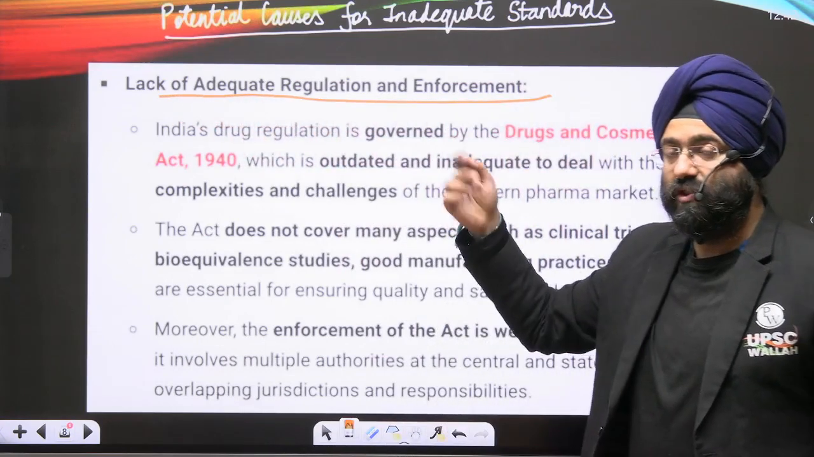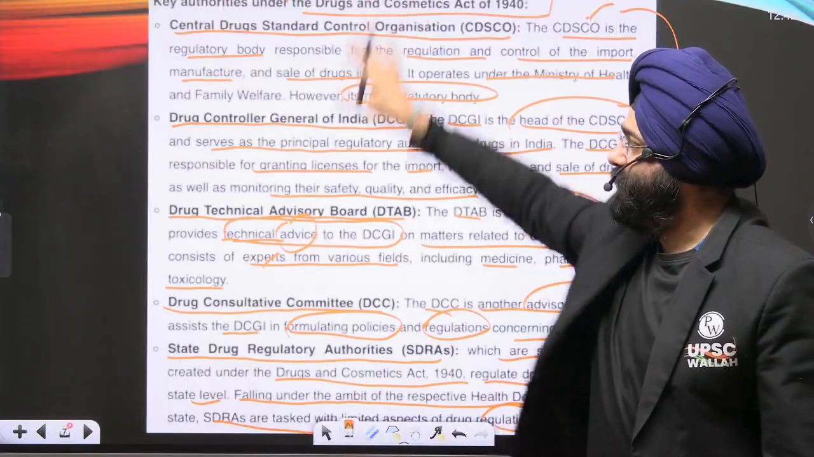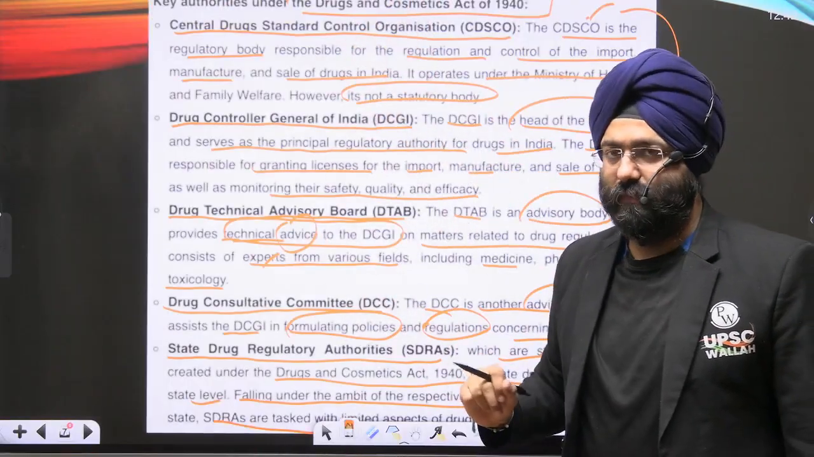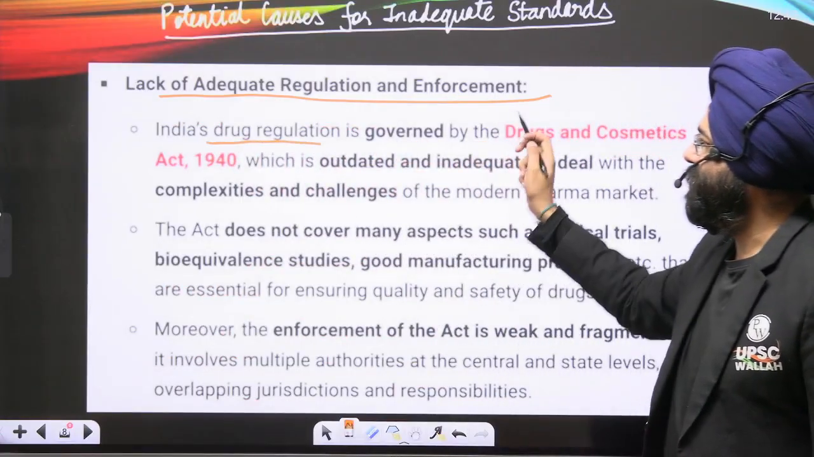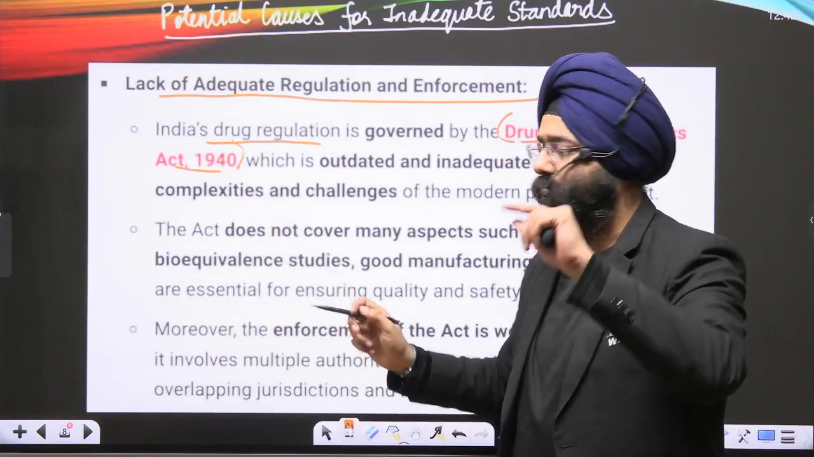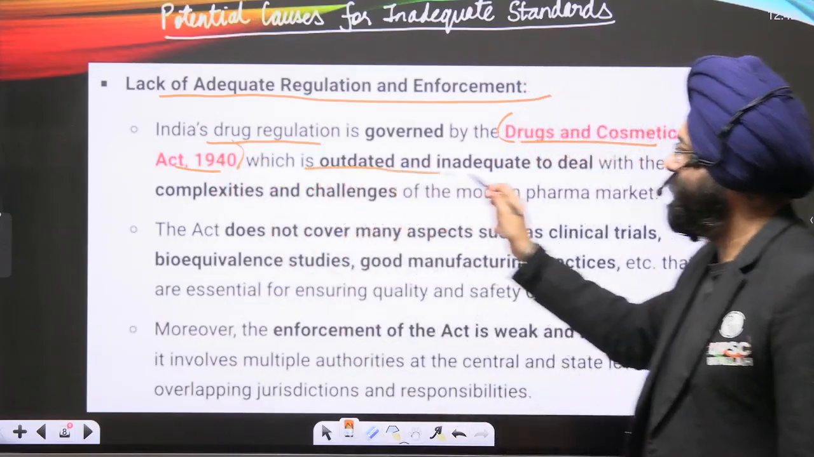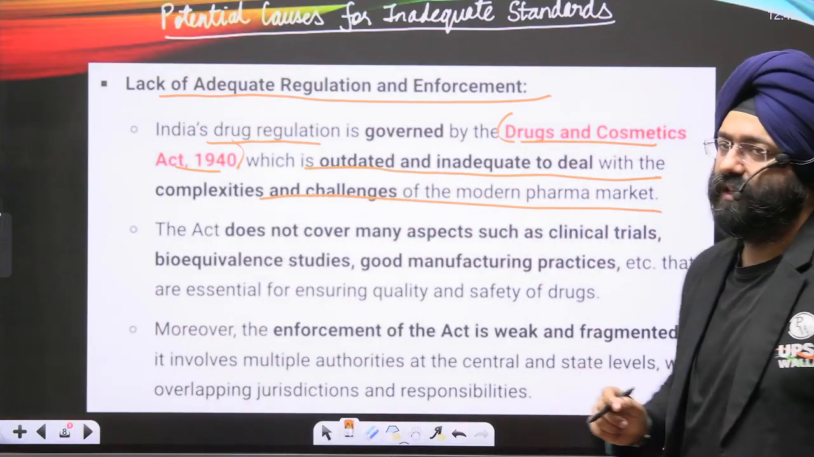Just now when I mentioned the regulation aspect, you know that very well. I showed you the whole structure of the authorities that are concerned over here. But now there are loopholes over there also. See, India's drug regulation is governed by the Drugs and Cosmetics Act 1940. You already know that. That has been informed to you prior, which is outdated and inadequate to deal with the complexities and challenges of the modern day pharmaceutical sector.